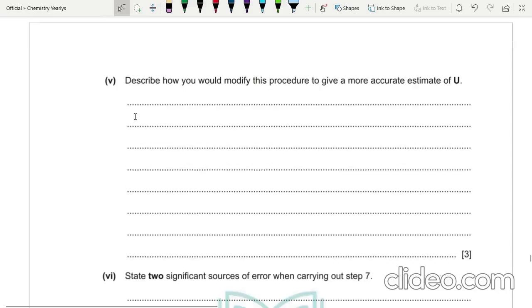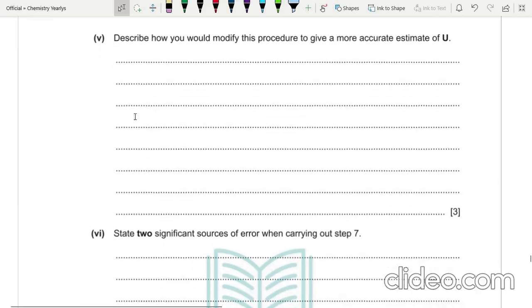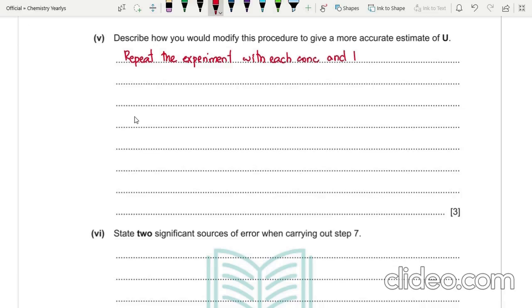Now the next part says describe how you would modify this procedure to give an accurate estimate of u. So this is how I am going to be modifying and bettering the experiment to have a more precise estimate of it. So first of all, I'm going to say repeat the experiment with each concentration and take the average time.